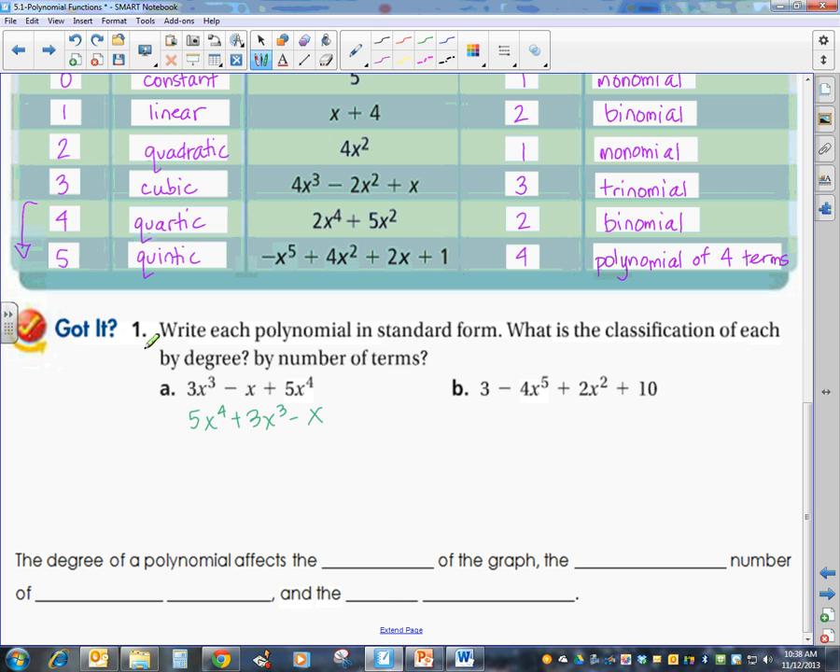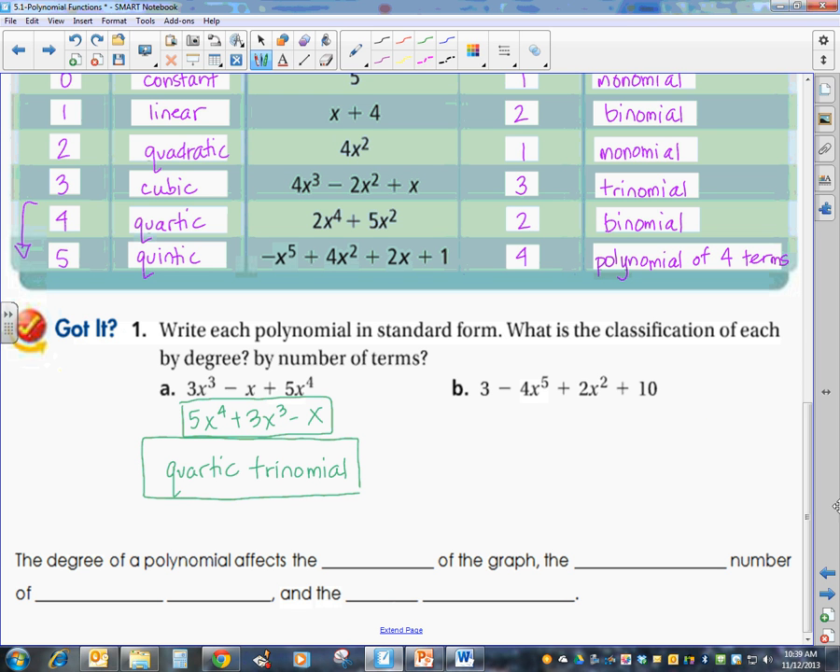What is the classification of its degree? Okay, well that answers the first question, so we'll box that. Now, the degree is the highest powered term. So I'm going to write that it's quartic. And the number of terms it has is 1, 2, 3. So then I'm going to write trinomial. So it is a quartic trinomial.